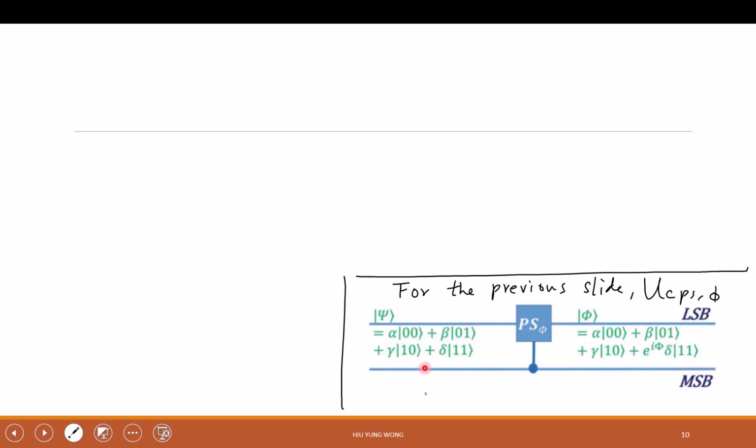So again, your MSB is here. This is the control node. And this is the target. If your control is 1, then you apply the phase shift gate to the second qubit. And that will be the equation. It doesn't change anything, only adds the phase in front of |11>.